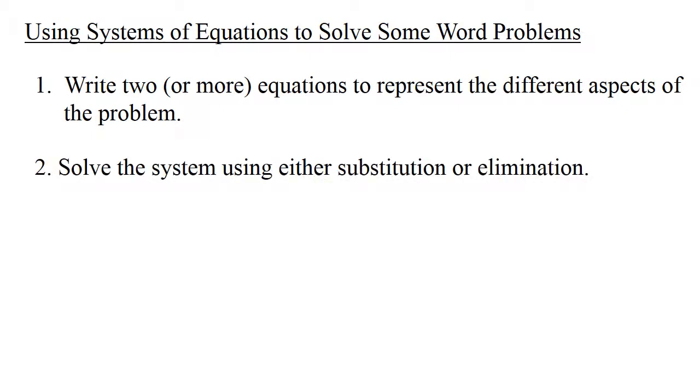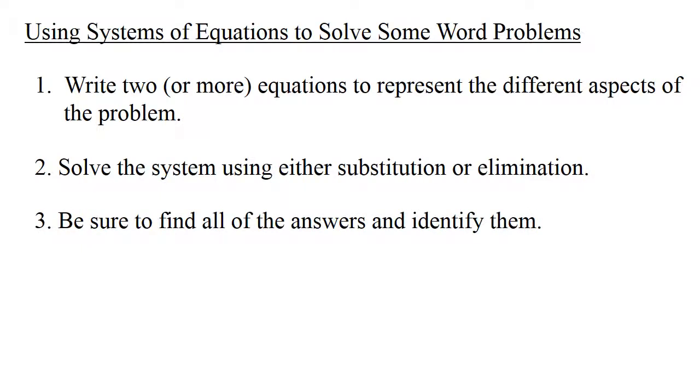Once we have those equations, then we're going to either use the substitution method or the elimination method to solve that system of equations. And just keep in mind that just because you get one value, you're not done with a system. You need to find both values or all three values, however many different unknowns you have. And because we're doing word problems, we need to identify which solution goes with which part of the problem we're looking at.